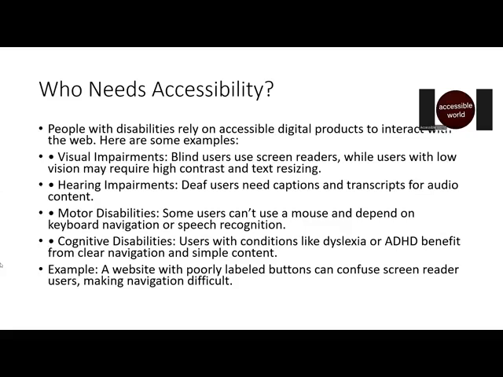Math disabled people are there. For them, we should not use much math content in our websites, like calculations and all. Like that, many disabled people are there, and for them we need to make the websites accessible. I'm moving to the next slide.